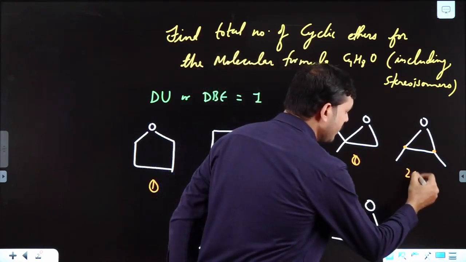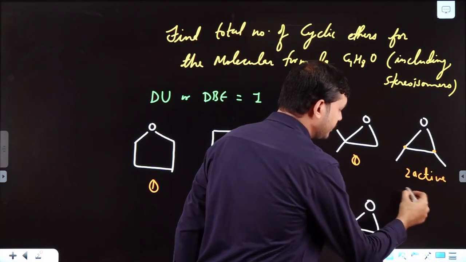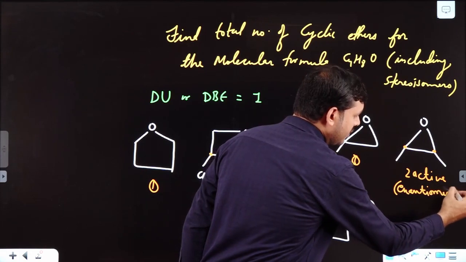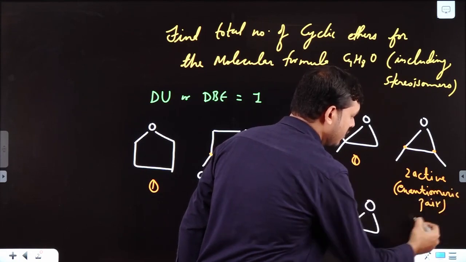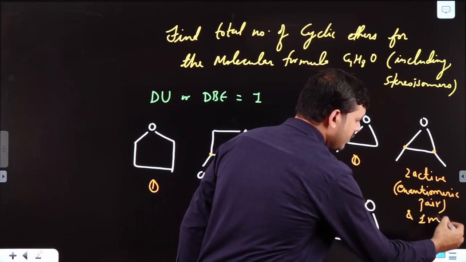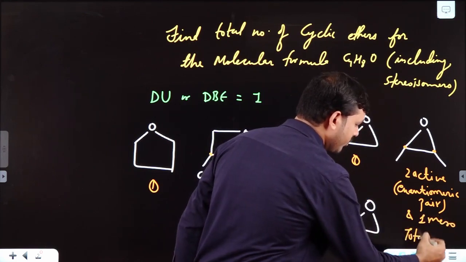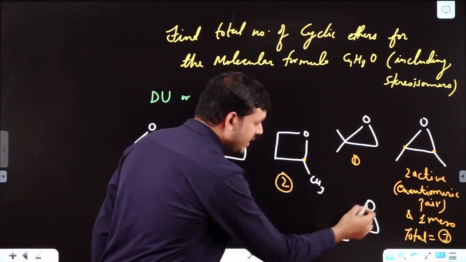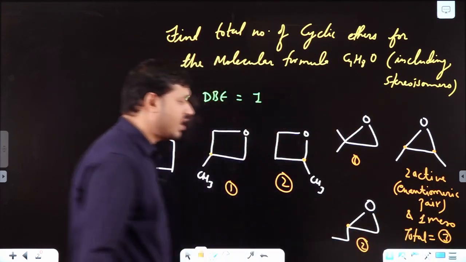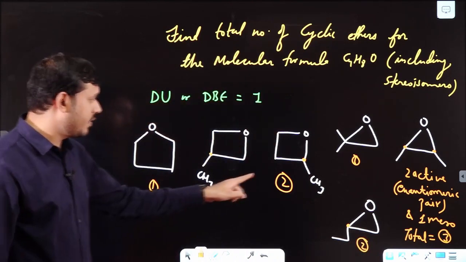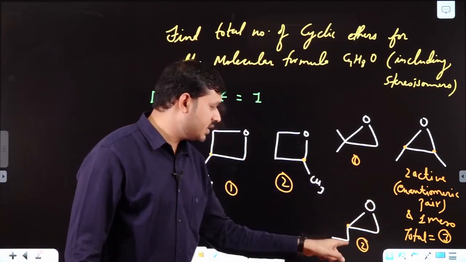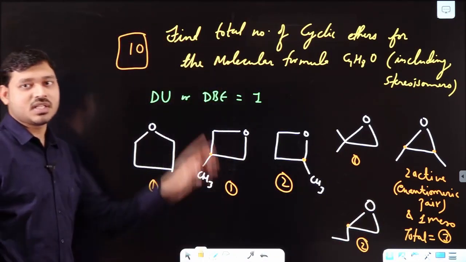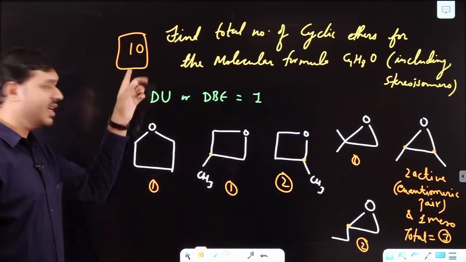So 2 active, means I am telling, enantiomeric pair, and 1 meso, total 3 for this one. Now check this one. This is having one chiral center, so it is also having 2. Now if I check the total, 1, 2, 4, 5, 3, 8 and 2, 10. So the answer will be 10. Clear to you all? Total cyclic ethers for C4H8O will be 10.